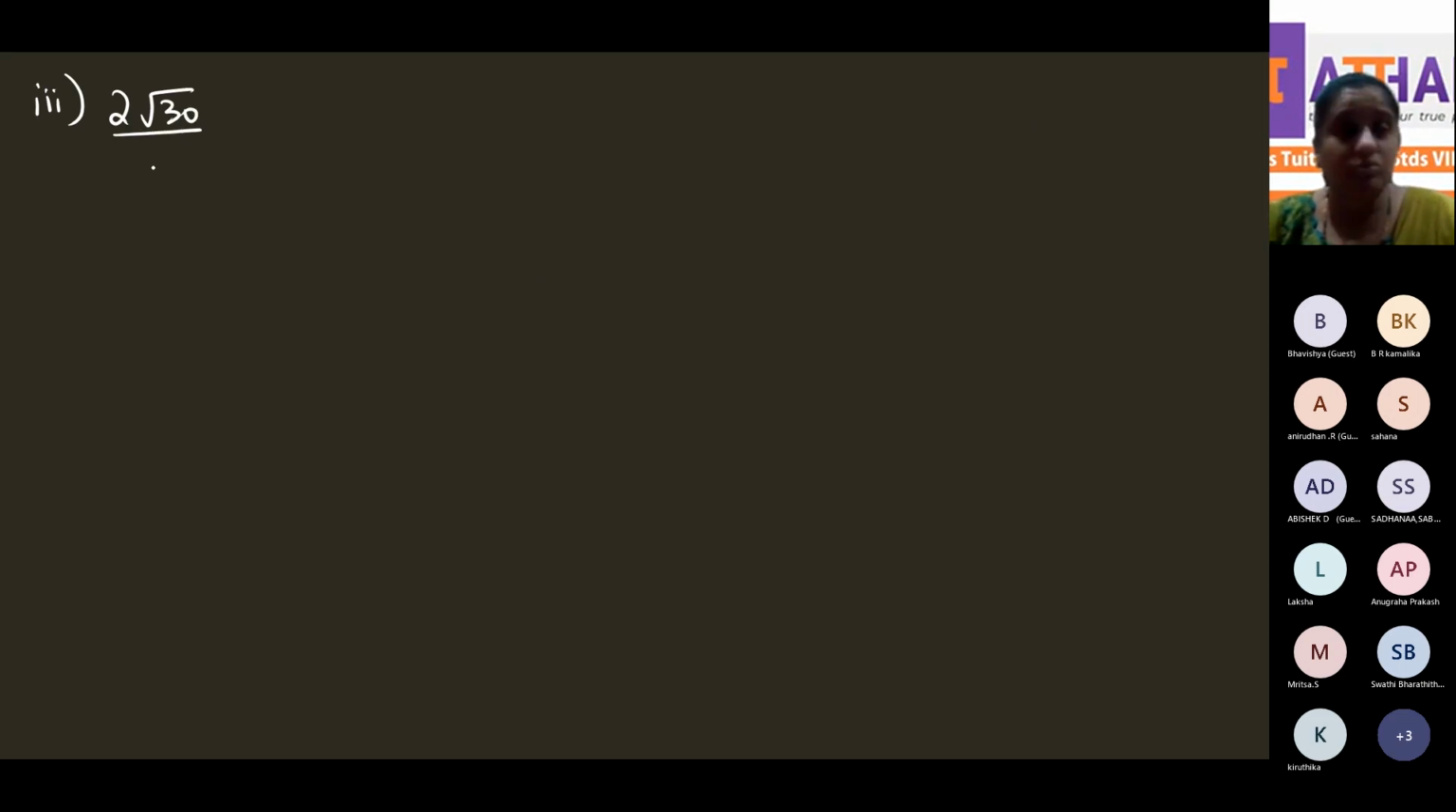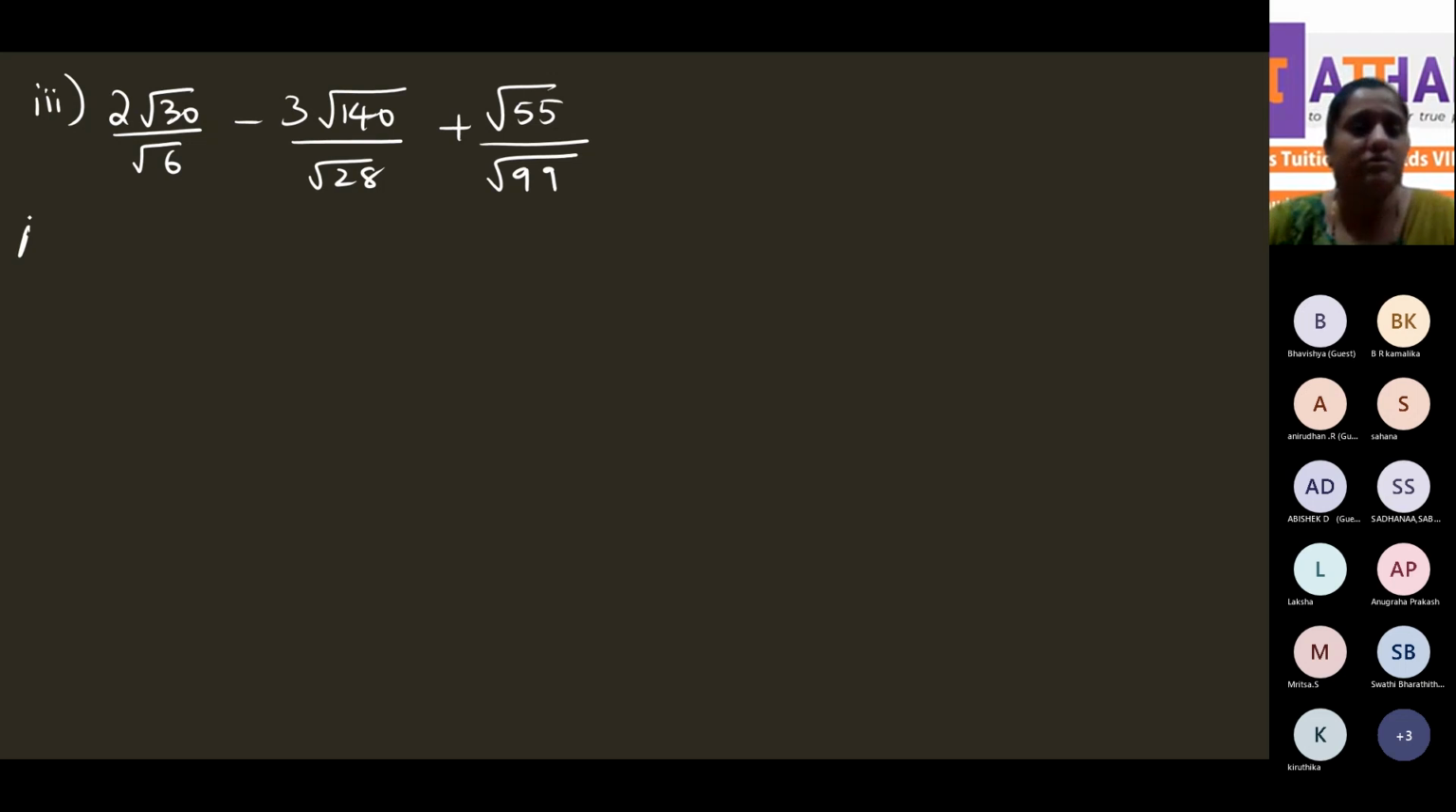(2√30) by √6 minus 3√140 divided by √28 plus √55 by √99. All right. So what you do here is, you know that you can simplify these numbers. 30 and 6 you can simplify, 140 and 28, see, 30 and 6 in the tables of 6, 140 and 28 in the tables of 7 or 14, and 55 and 99 in the tables of 11.